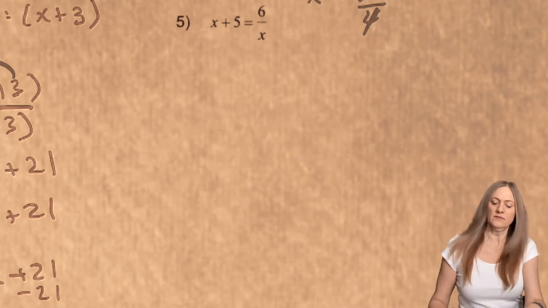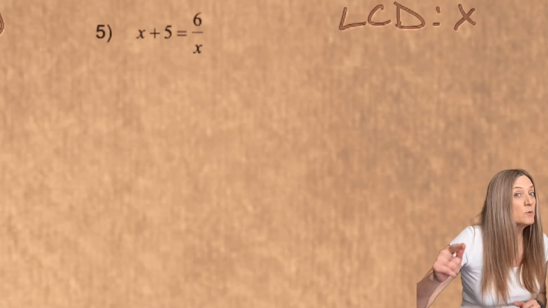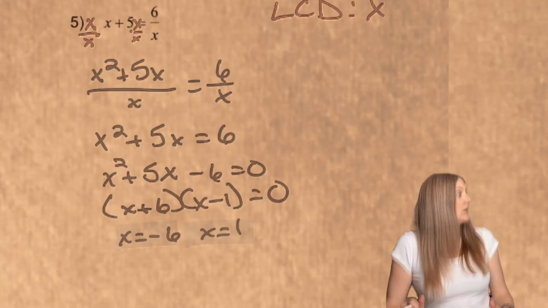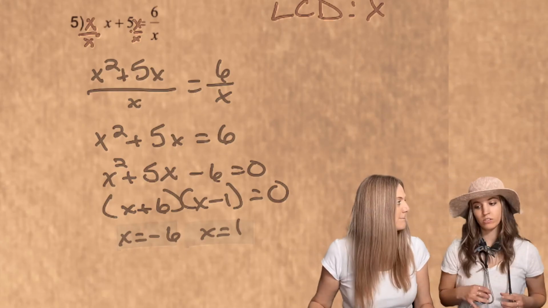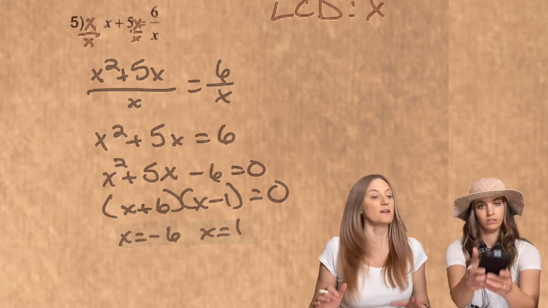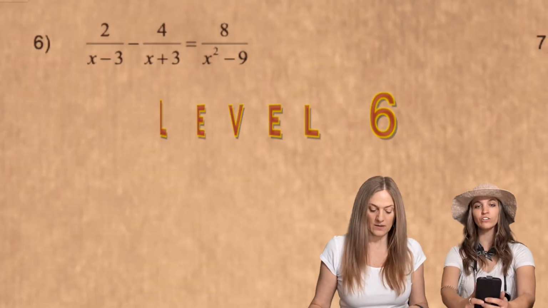Okay. X plus 5 equals 6 divided by x. LCD is x. Okay, you solve, I'll solve, and then we'll check before we enter the answer. Oh man, those denominators definitely needed medical assistance. Whew. All right, ready to go? We've solved this and we got negative 6 and 1.